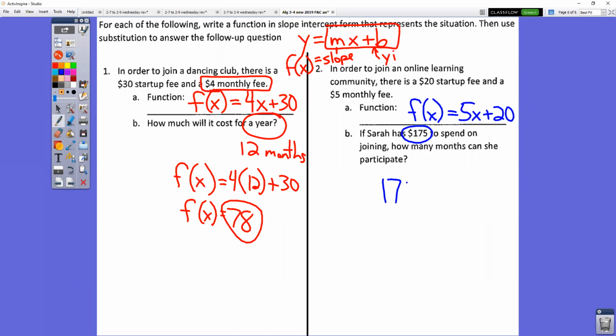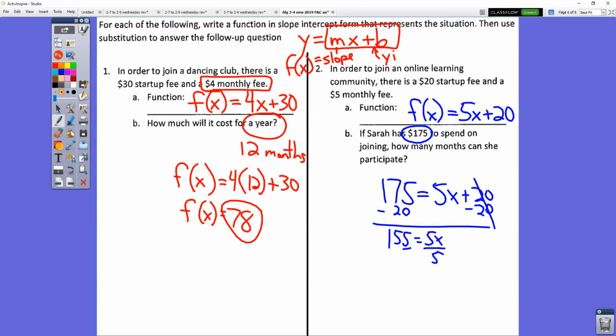This time, instead of f of x equals, we need to sub in that 175 for the total. So instead of f of x equals, we have 175 equals 5x plus 20. And now you just have a 2-step equation. So minus 20, minus 20. So we have 155 equals 5x. Divide by 5, divide by 5, and you end up with x equals 31. So she can do it for 31 months.